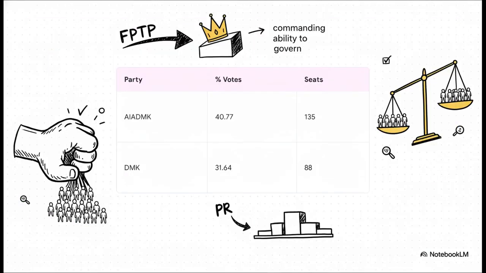To see how stark this difference can be in the real world, just look at the Tamil Nadu Assembly election back in 2016. Under first-past-the-post rules, the AIADMK party grabbed a massive majority of 135 seats. But check out their actual vote share. Only 40.77% of the voters actually chose them. If they'd been running under a strict proportional representation system, they would have only gotten about 40% of the seats. That wouldn't even be a majority, and the government might have been way less stable. So the first-past-the-post system effectively inflated their seat count to give them a commanding ability to govern. See how much the rules matter?